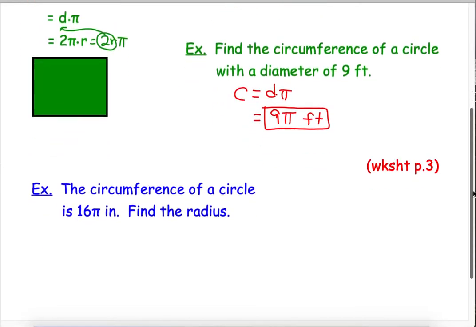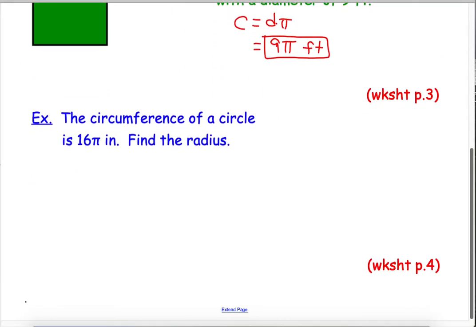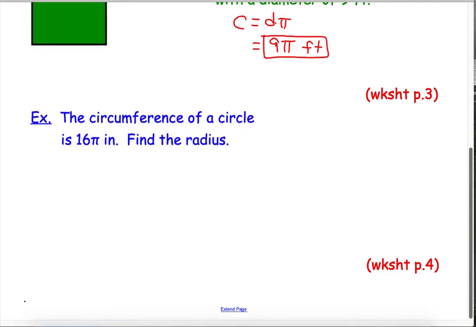Alright, for the last example, just like we did with area, we're going to have to work backwards. For this example, they're telling us the circumference of a circle is 16 pi. Find the radius. So let's write our formula. Circumference is diameter times pi. This time they're telling us the circumference, so I'm going to plug in 16 pi for circumference. I don't know what the diameter is. That's what I'm trying to find. Well, actually, I'm trying to find the radius, but if I can find the diameter, I'll find the radius. So to solve for d, I'm going to divide both sides by pi, and that'll cancel both of those. So I know that the diameter is equal to 16.